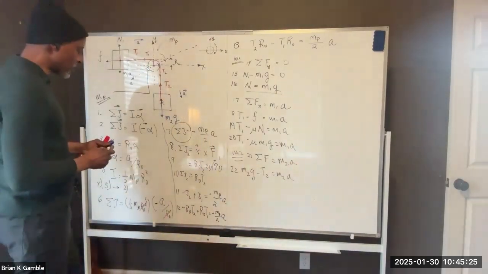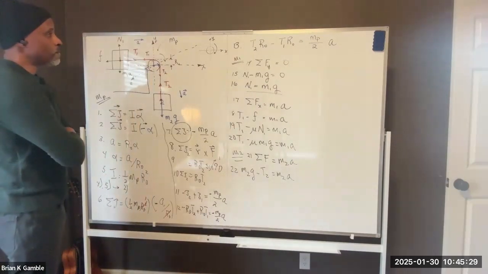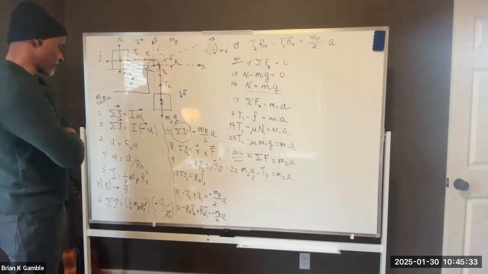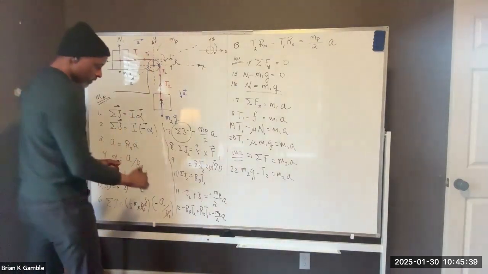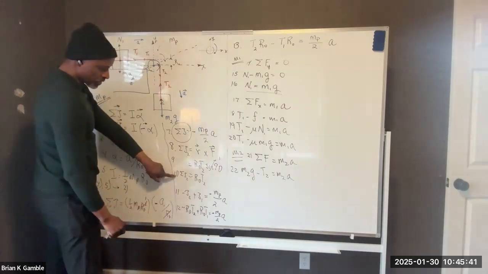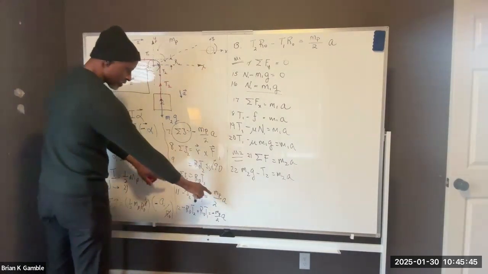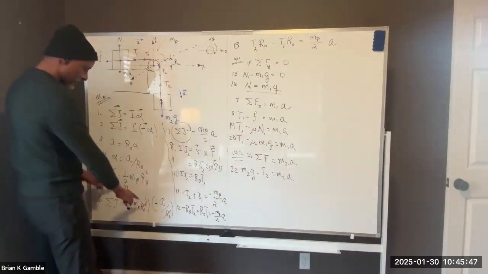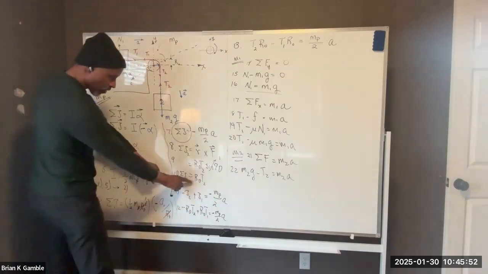I see something, I dropped an R here. Going back to equation 10, when I substituted in the accelerations, there's still an R1 that I have left here, this R1 here.